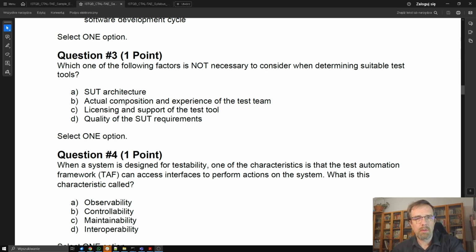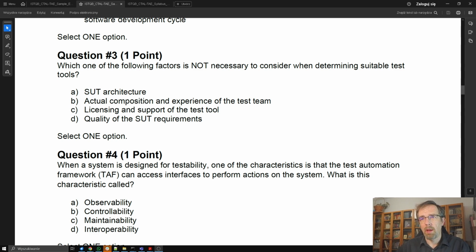Test Automation Engineer version 2.0, question number 3. Which one of the following factors is not necessary to consider when determining suitable test tools? Mind the not word, because if it's without not, you have to give positive answer, and if there is a not in the question, you have to give negative answer, and people tend to forget about this little not. So, which is not necessary?